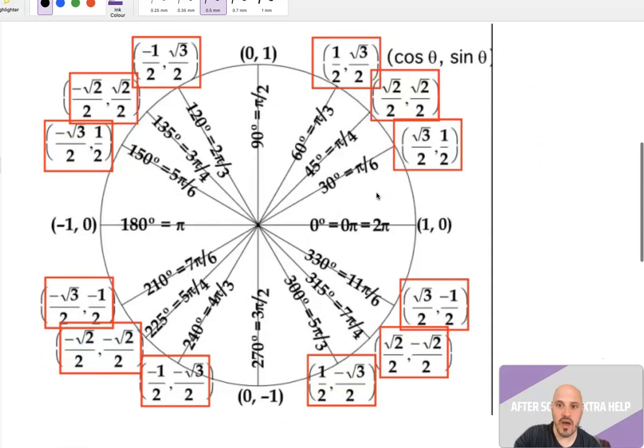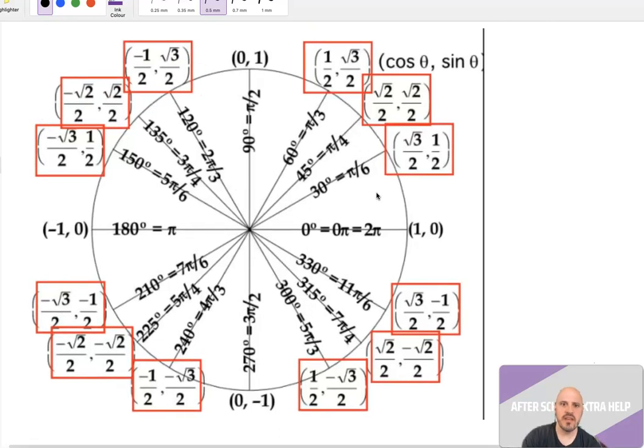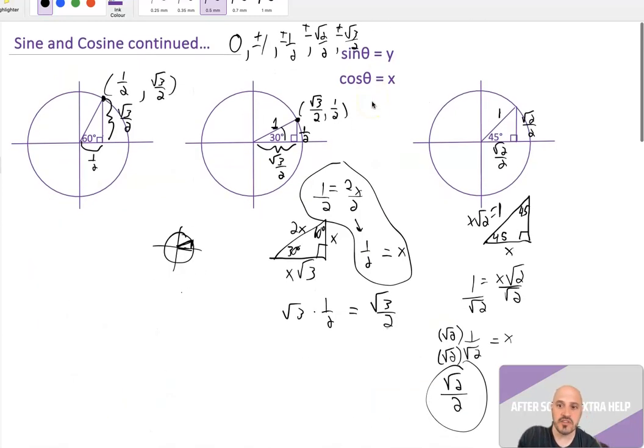And if you want to take a screenshot, you don't need to memorize this. What you need to know is those relationships. That's why we just worked those out. Where do these magical numbers 1/2 and root 3 over 2 and root 2 over 2 come from? Well, it's just our special right triangles from way back when in geometry.